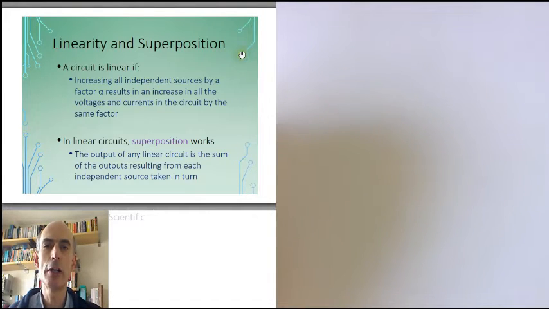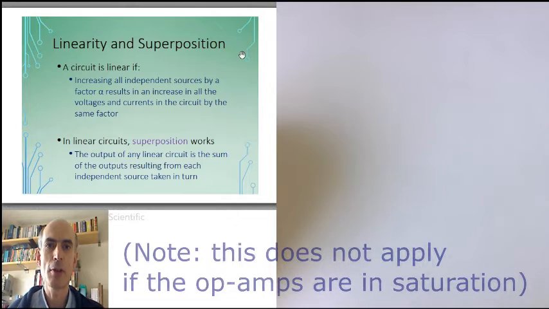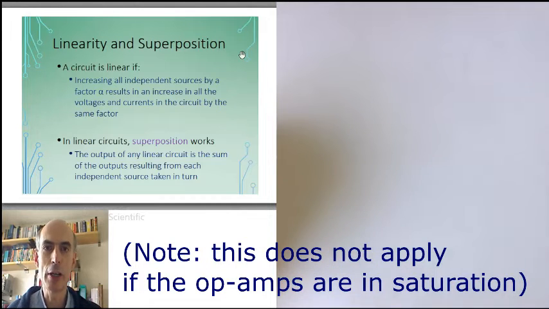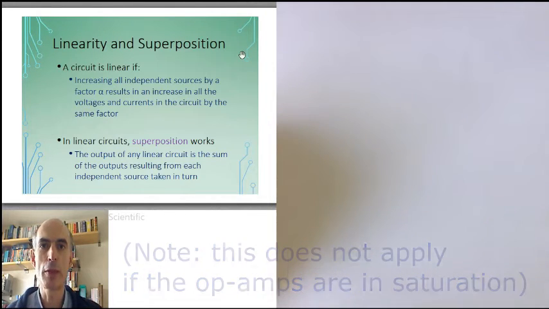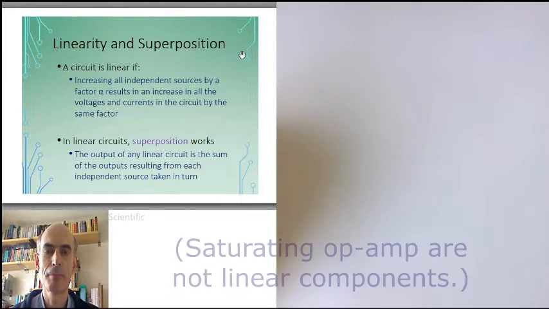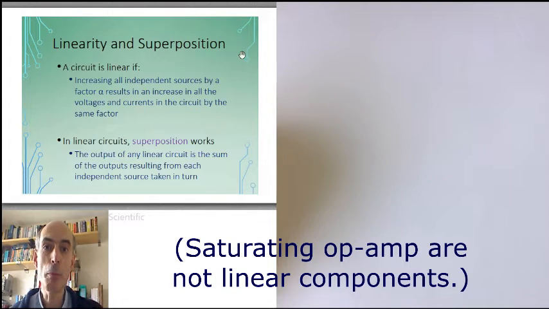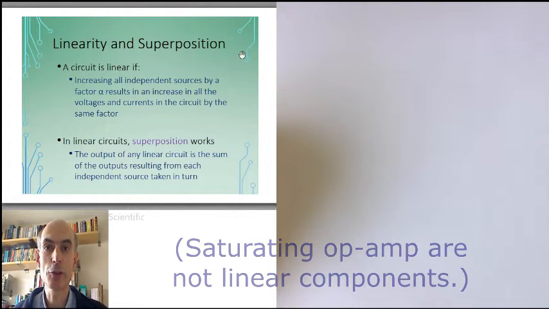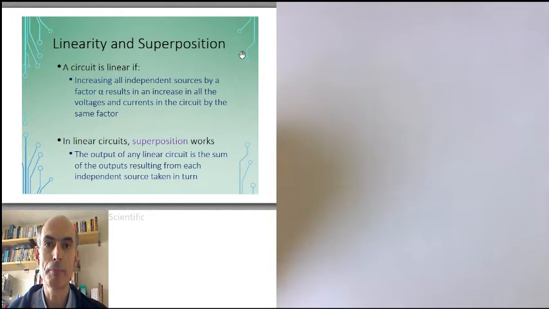Op-amps are linear components in the sense that their output is linearly related to the difference between their two input voltages. So we can include op-amps in our linear networks and they remain linear. And for a linear network, we can use superposition. And superposition is probably the easiest way to analyze differential amplifiers.